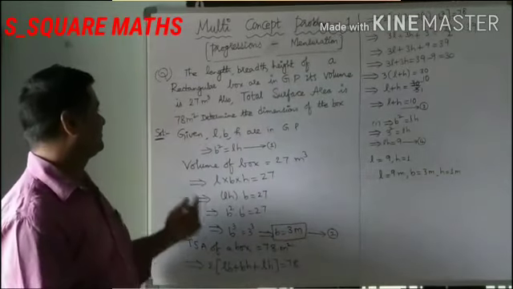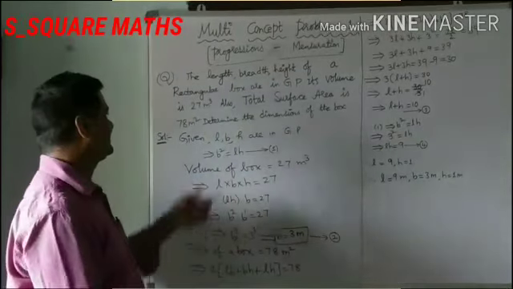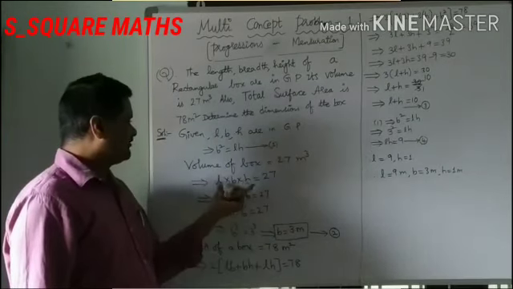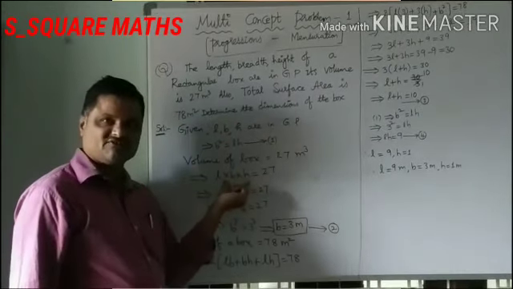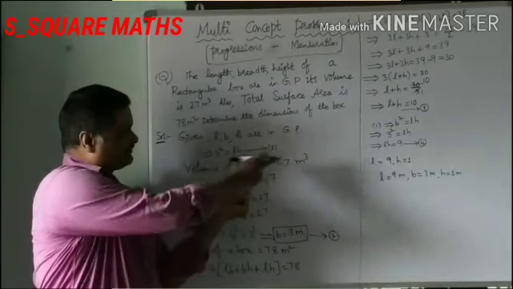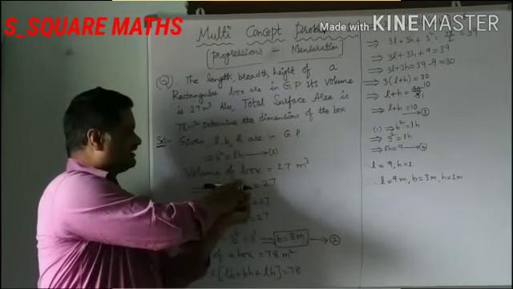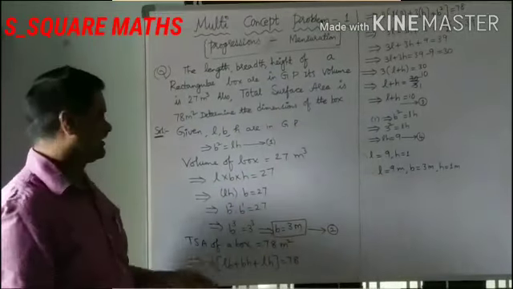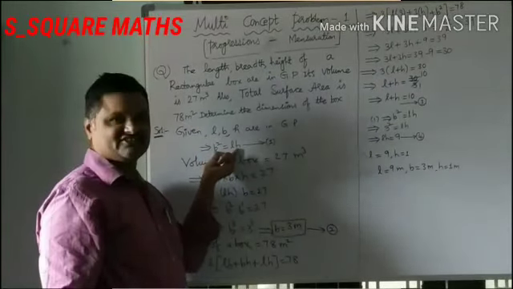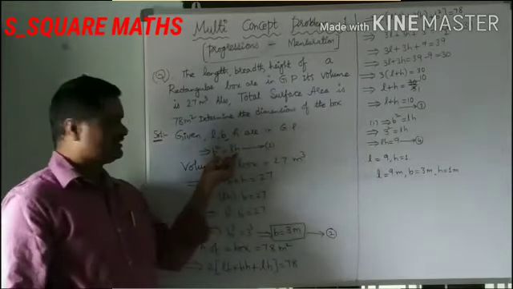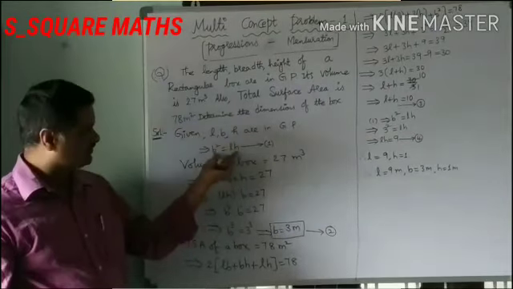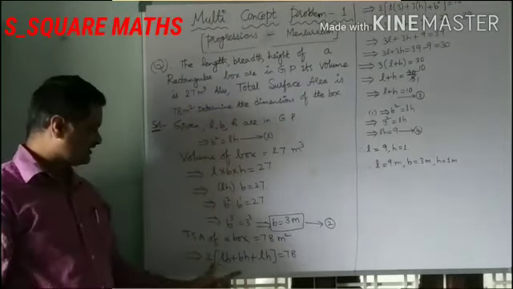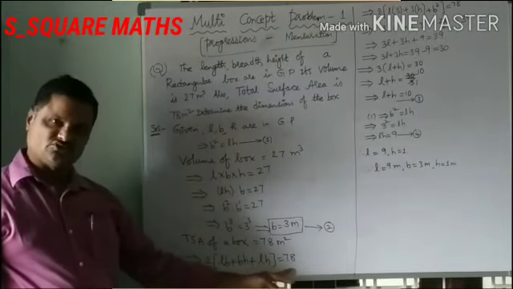Let us check whether our answer is correct or wrong. Volume is L into B into H, and we should get 27. So L is 9 into 3 into 1. 9 threes are 27, 27 ones is 27. So our answer is correct. Or otherwise, B square is equal to LH. B is 3, so 3 square is equal to 9 into 1. That also gives you correct. Otherwise substitute the L, B, H values in the total surface area equation and you should get 78.